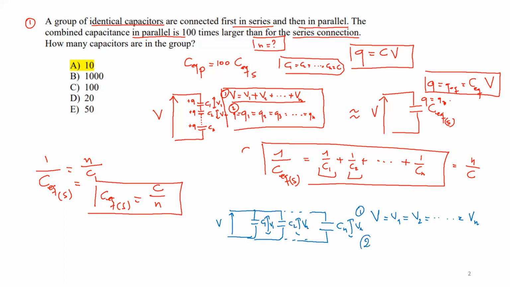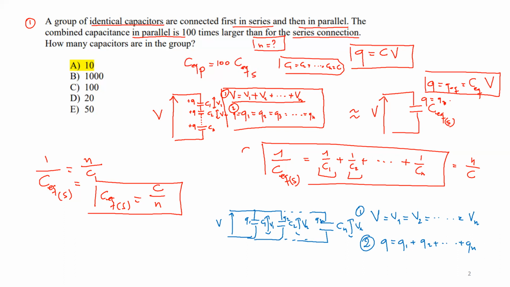My equation number 2 is now the total charge. Here I will have Q1, the charge accumulated on capacitor 1, here I will have Q2, here Q3, etc., and here I will have Qn. So the total charge will be just the sum of the charges. How much total charge did I accumulate? It will be Q1 plus Q2 plus Qn.